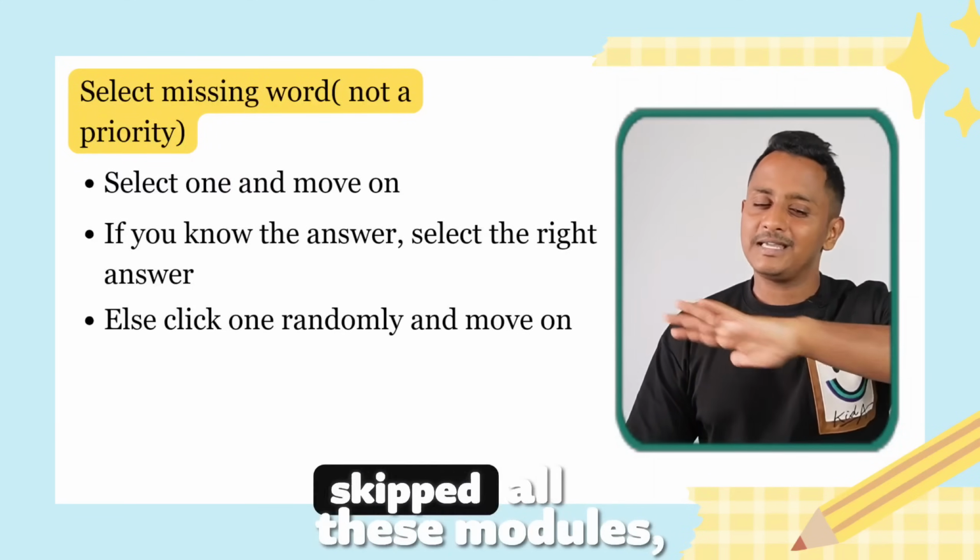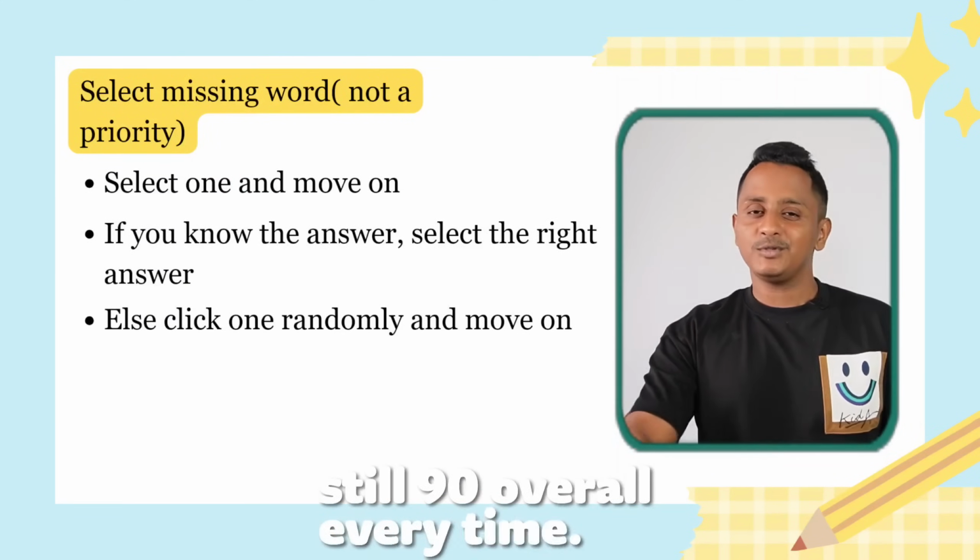We have tried and tested this. Skipped all this module, still 90 overall every time. You don't have to worry about this.